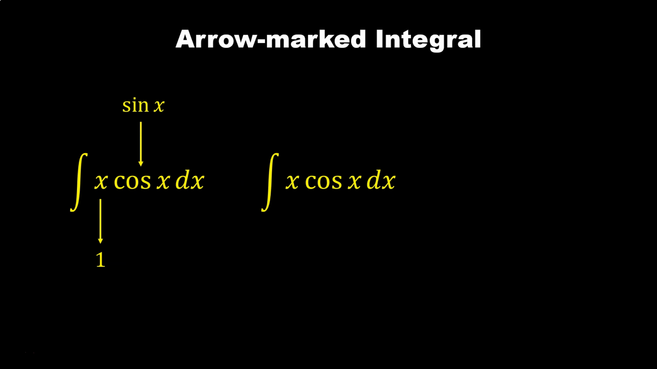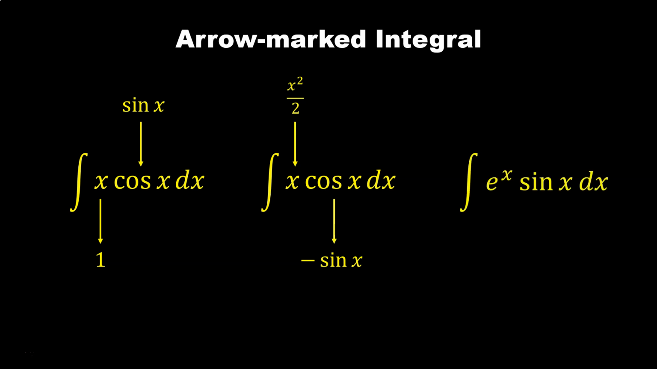For example, in this integral, we could have begun by noting that the derivative of cosine x is minus sine x. In that case, we'd need to think about the antiderivative of the other factor, x, which is, of course, x squared over 2. This, too, is a perfectly legitimate arrow-marked integral. Or take a different example, the integral of e to the x sine x.